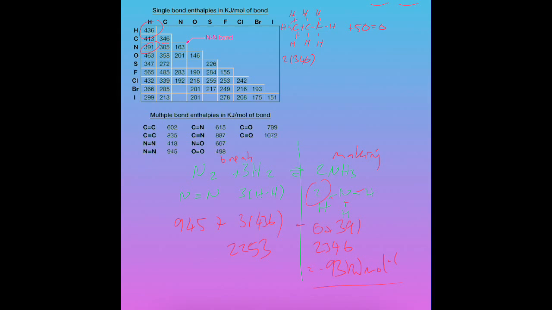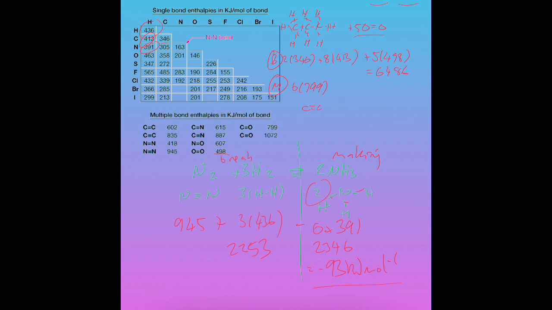And we've got 1, 2, 3, 4, 5, 6, 7, 8 CH bonds. So that's going to be 8 CH. CH is 413. 8 times 413. And we've also got 5 oxygens. And O2 is 498. 5 times 498. So that's the sum of my breaking, which I make 6486. So that's breaking. Making bonds, I've got 3 carbon dioxide, so that's 6 times 799.